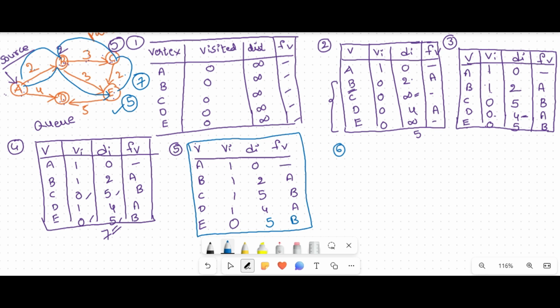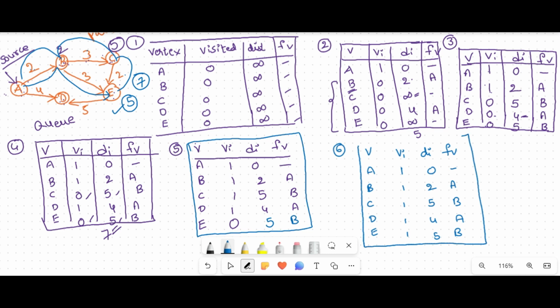Now which one is unvisited? E only. In the next step, just visit vertex E only. Vertex, visited, distance from the vertex. A, B, C, D, E. All are visited now. 5, B, 4, A, 5, B. So this is the shortest path routing algorithm which is having only one vertex as the source vertex. Single source shortest path routing algorithm.